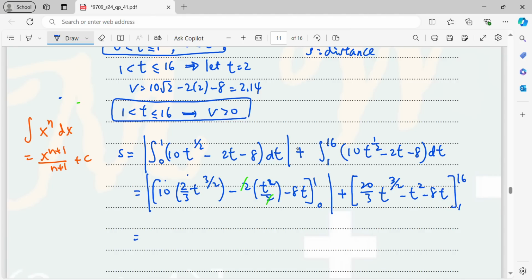So now replace the values. Firstly replace t by 1. So I'll get 20 over 3 times 1. You still get 20 over 3. Then minus 1 squared minus 8 times 1. Then you minus when t equals 0. So everything is 0. Put the modulus. And plus, so here is going to be 20 over 3. Replace t by 16.